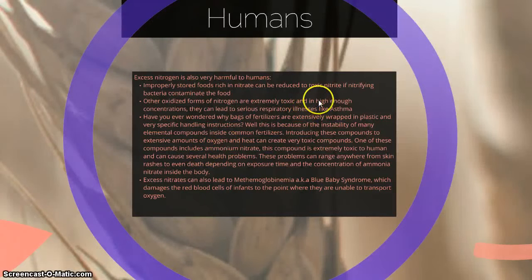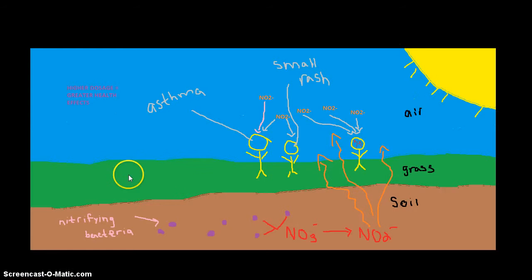Alright, so first let's talk about how humans can be affected by excess nitrogen. As you can see, there's a bunch of different effects that come along with this, so we're only going to look at a couple. One major effect is how nitrate in the atmosphere is going to affect humans. So how does this happen?